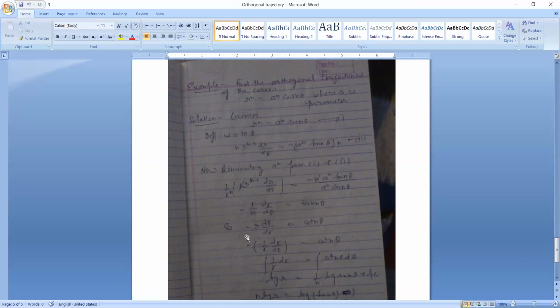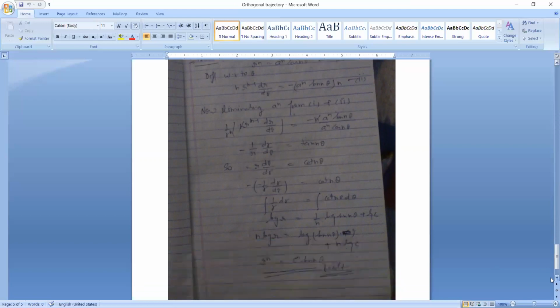So this can be written as −(1/r) dr/dθ = tan nθ, or −r dθ/dr = cot nθ. But r dθ/dr is replaced by −(1/r) dr/dθ. So this can be written as −(−(1/r) dr/dθ) = cot nθ. Now variables are separable: (1/r) dr = cot nθ dθ.